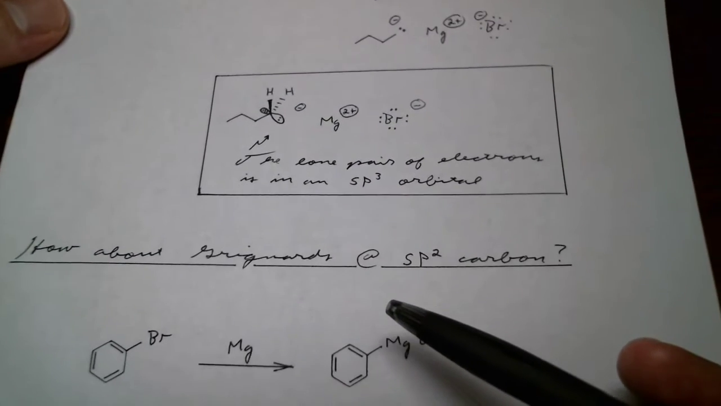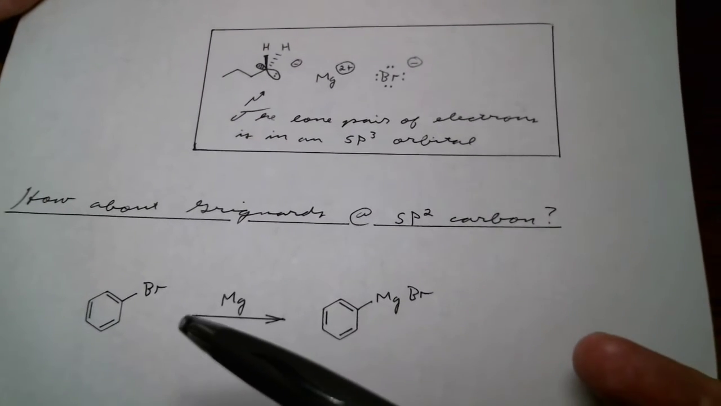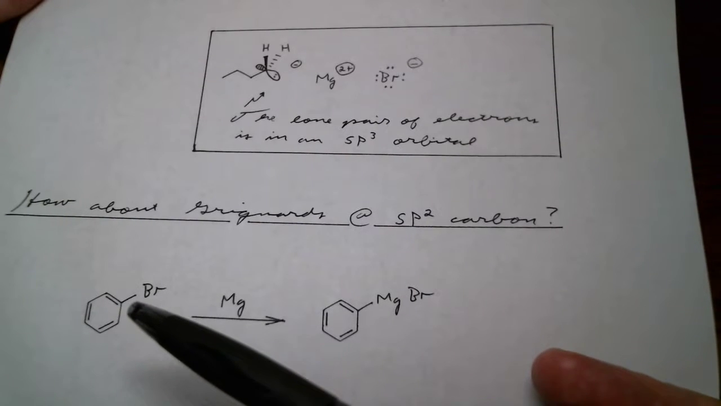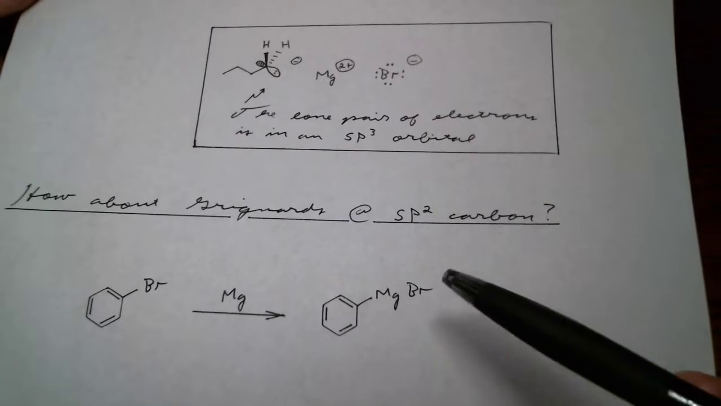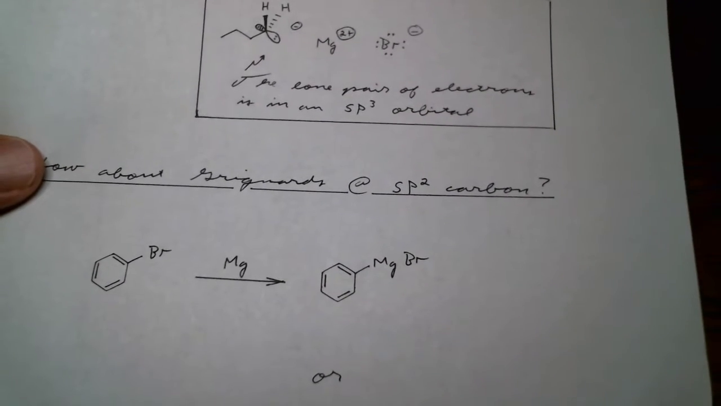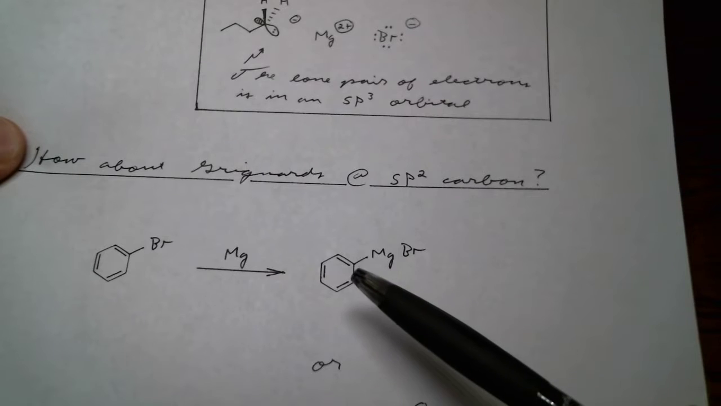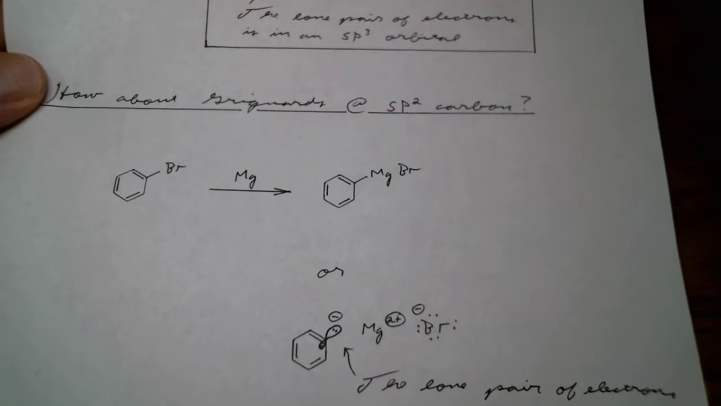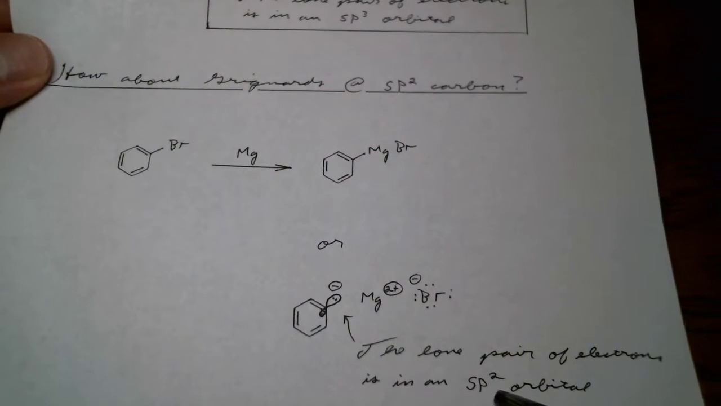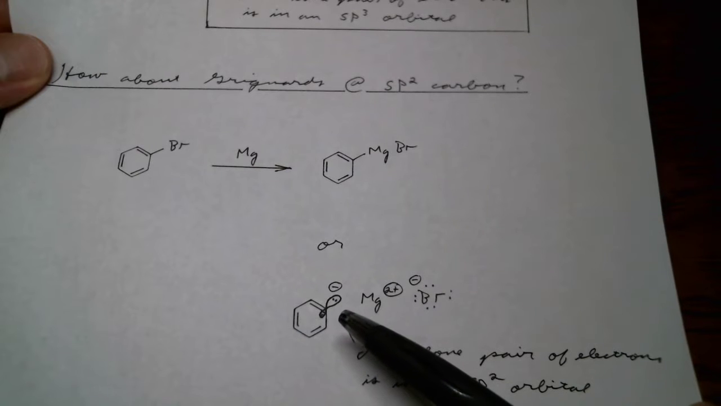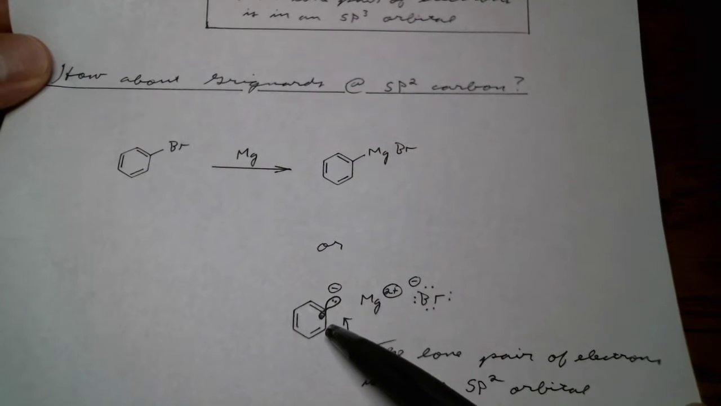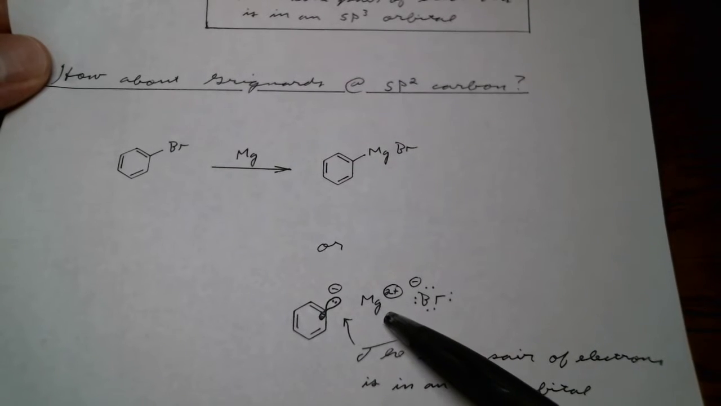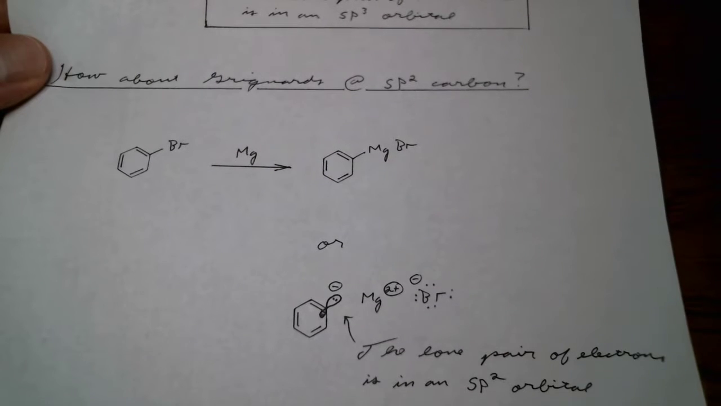And how about Grignards at sp2 hybridized carbons? Well, we could have bromobenzene. We could throw in magnesium. Again, the magnesium would insert between the carbon and the bromine bond to give us phenyl magnesium bromide. We could represent that with a polar covalent bond between magnesium and carbon, or we could represent it in an ionic form. That lone pair of electrons is in an sp2 hybrid-like orbital. It's in the plane of the page, just like where the hydrogens that have not explicitly been drawn would be. And of course, we have the magnesium 2 plus cation and the bromide anion.